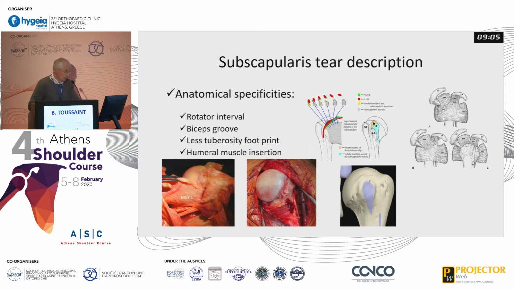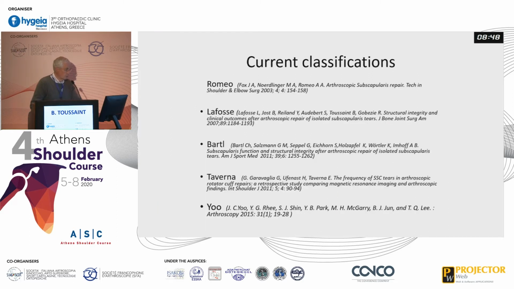The biceps groove is also very important in the anatomy of the subscapularis, and the inferior part of the muscle is without tendon, and the muscle goes directly to the humeral side. The footprint is different too. But there are a lot of different classifications.